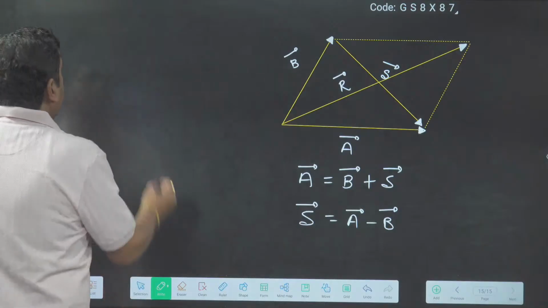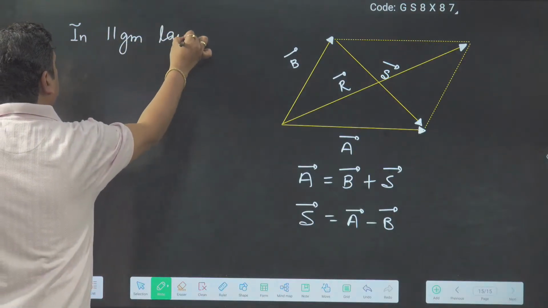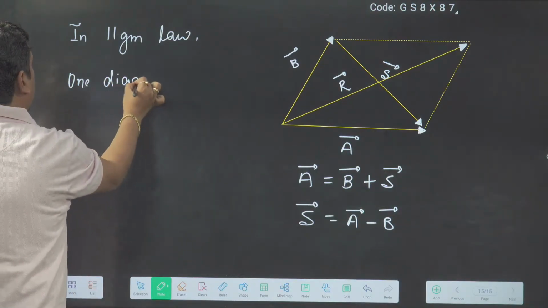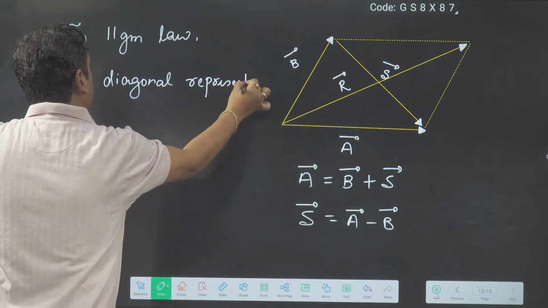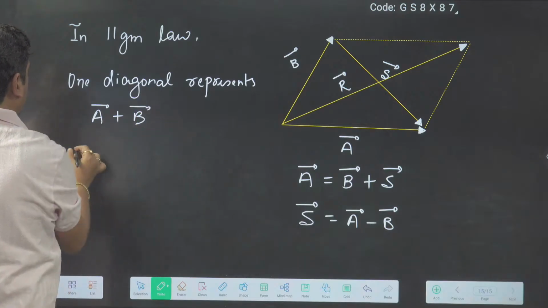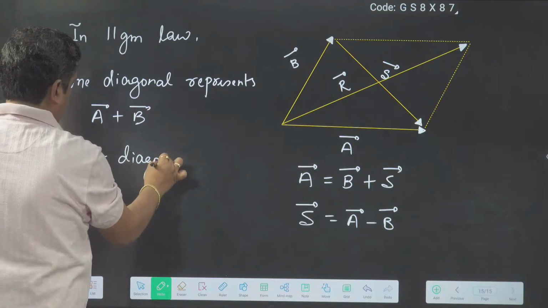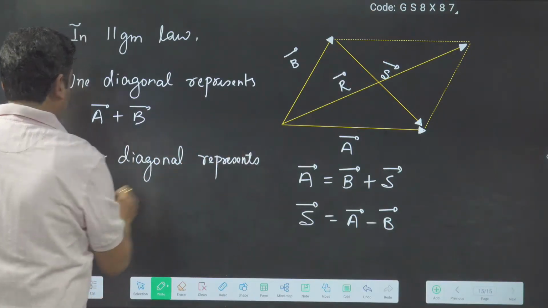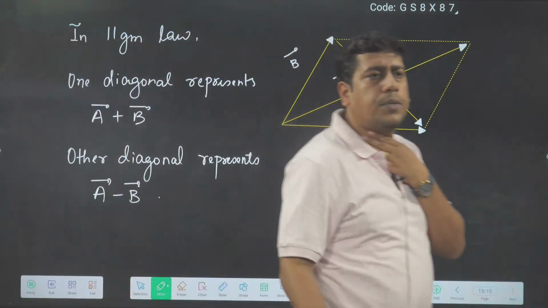In a parallelogram, or in parallelogram law, if one diagonal represents A vector plus B vector, then the other diagonal represents A vector minus B vector.